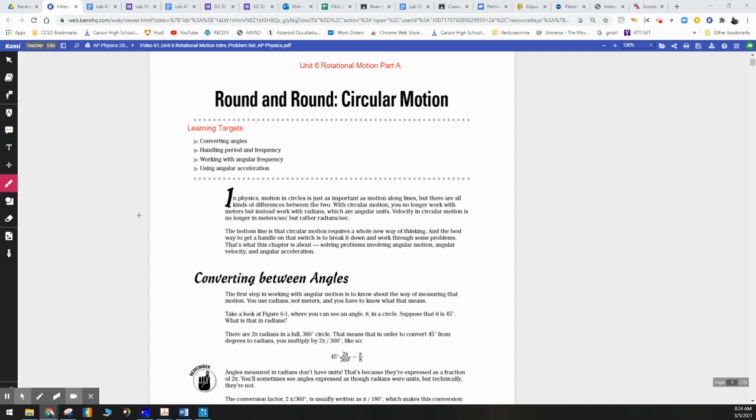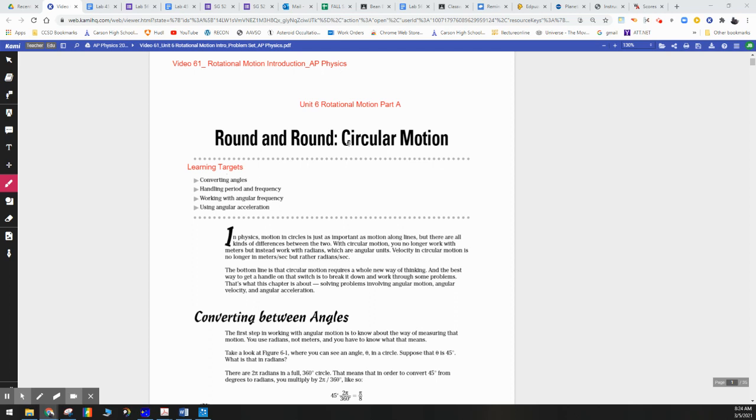Bean here. This is for AP Physics, Unit 6, Rotational Motion. So this topic here, my video presentations will be in three parts, Part A, B, and C. Part A will get us into the kinematics of rotational motion. Part B will be talking about torque and rotational equilibrium. And then Part C will be rotational dynamics, which includes moments of inertia and angular momentum.